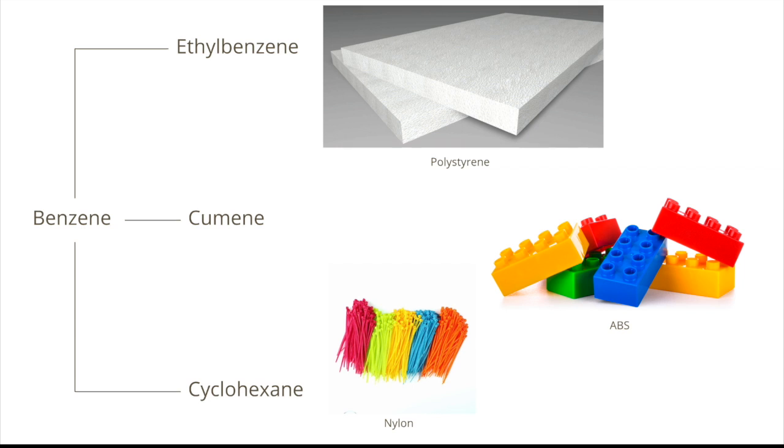Styrene is a chemical used to make latex, synthetic rubber, and polystyrene resins. These resins are used to make plastic packaging, disposable cups and containers, insulation, etc.